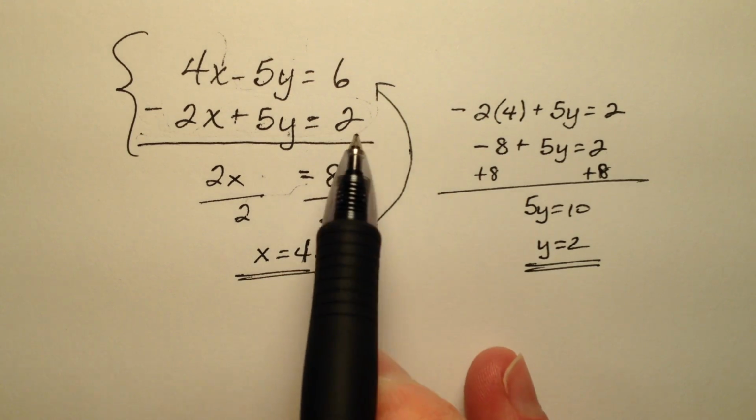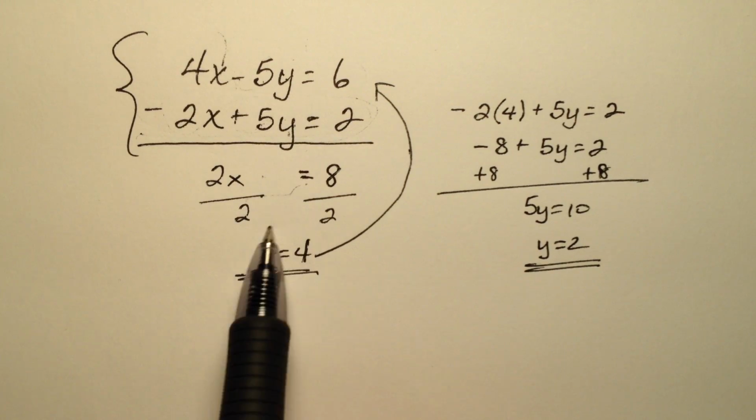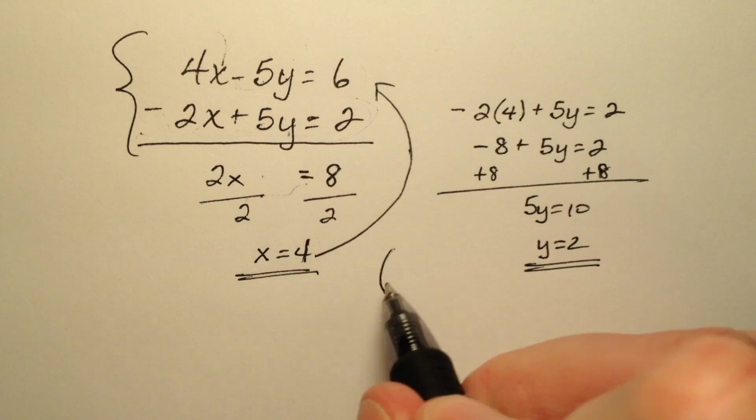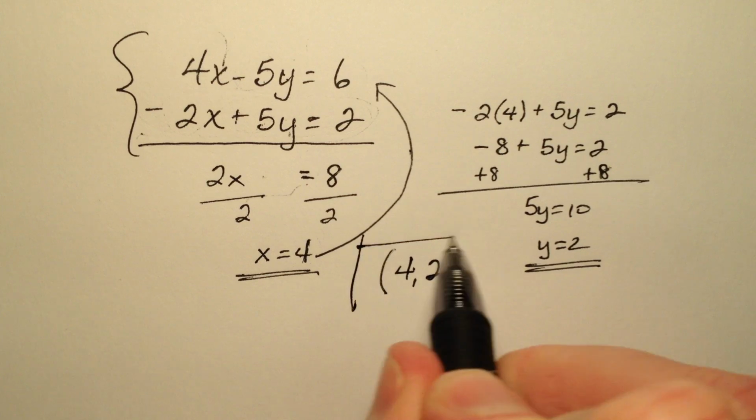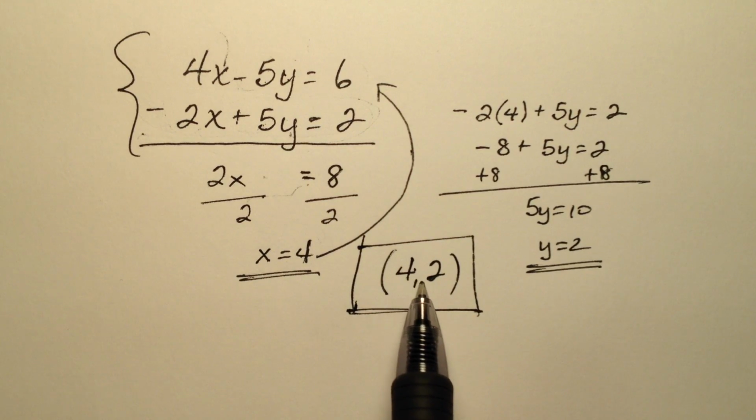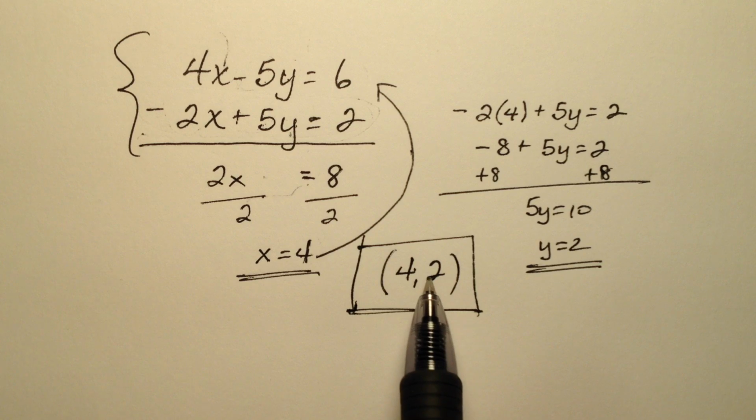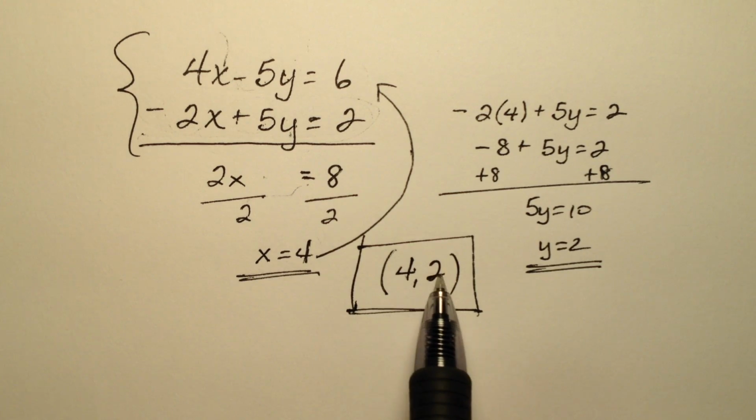So now I have effectively used elimination to solve this system. x is going to be 4. y is going to be 2. And there's my ordered pair that is the solution to this system: (4, 2).